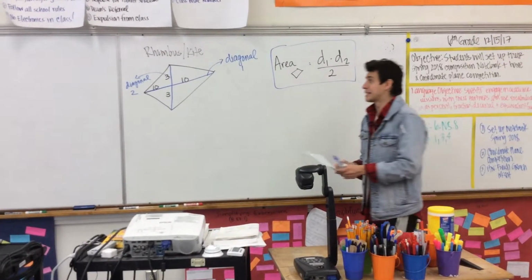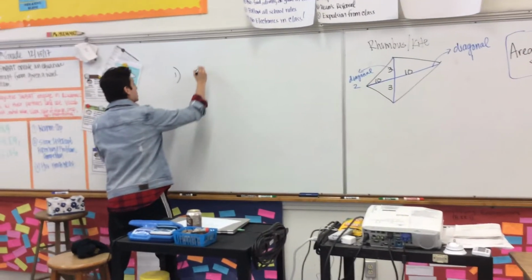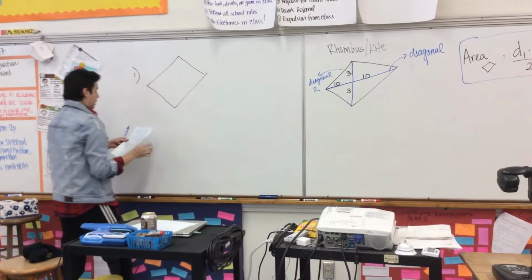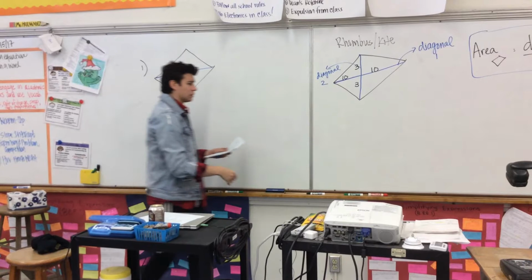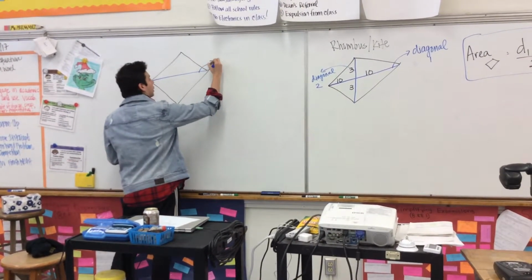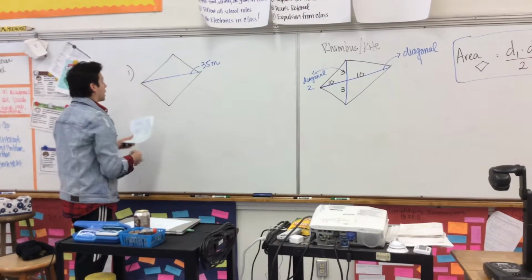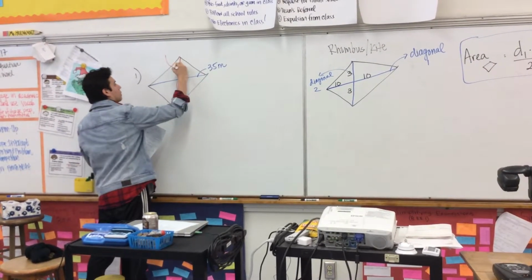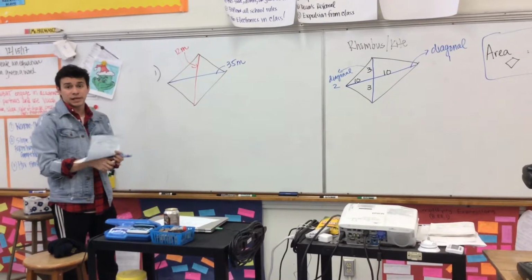So let's go over some examples for this one. Okay, first one, we have this. Draw a rhombus. And then here's your diagonal. I'm going to use 2 different colors. That diagonal is 35 meters. Let's draw another diagonal that goes down like this. Let's call this diagonal 12 meters. And we have to figure out the area of the rhombus, okay?